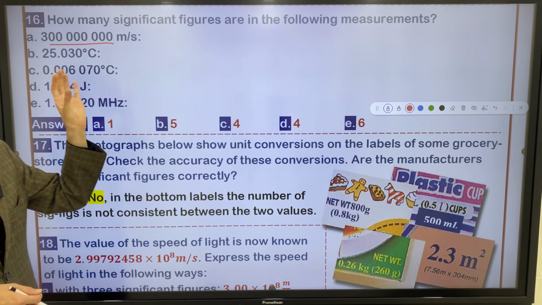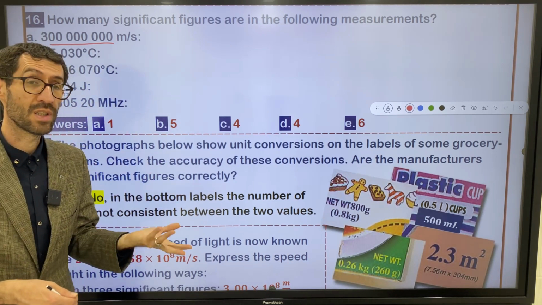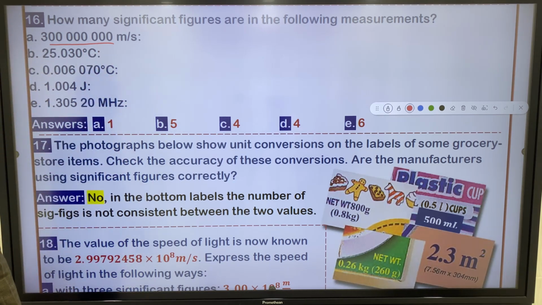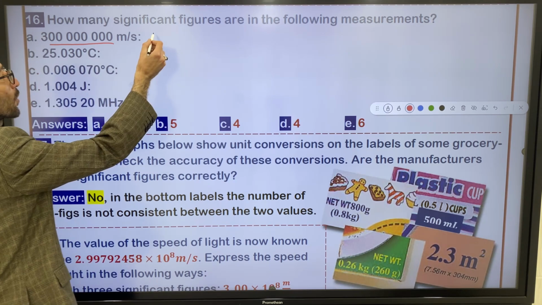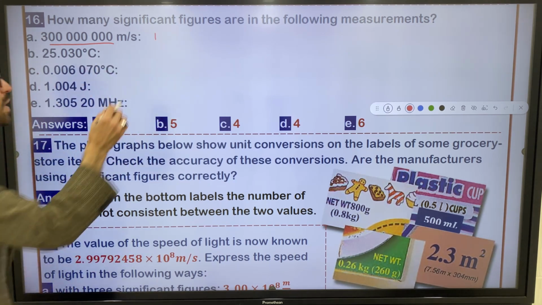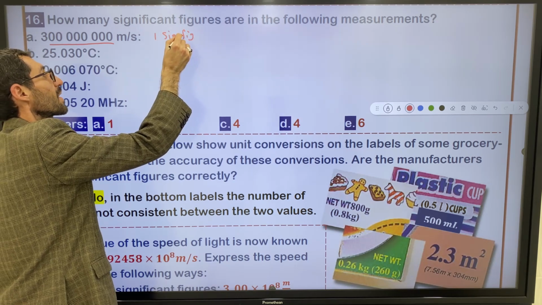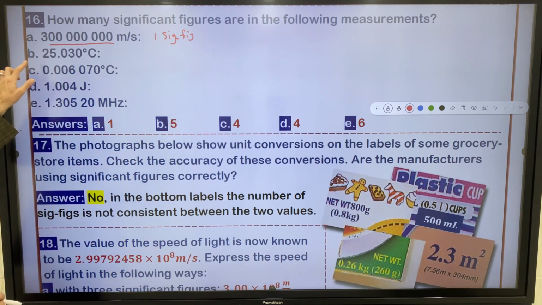They are called sometimes trailing zeros. Trailing zeros, especially in integer numbers, are not significant. That's why it has only one significant figure, one sigfig. One sigfig. This is the answer. Number B.